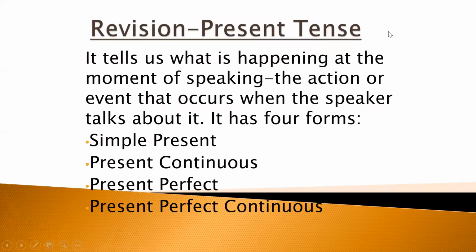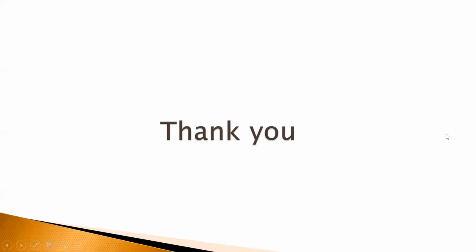Now let us revise what did we do today in today's class. In today's class we studied about the present tense. The present tense tells us about the happening at the moment of speaking, the action or event that occurs when the speaker talks about it. It has 4 forms: simple present, present continuous, present perfect and present perfect continuous. So today we studied all of these 4 tenses which are a part of present tense only, and we studied how to frame the sentences and where to use that particular tense. I hope today's lesson is clear to you. Thank you.